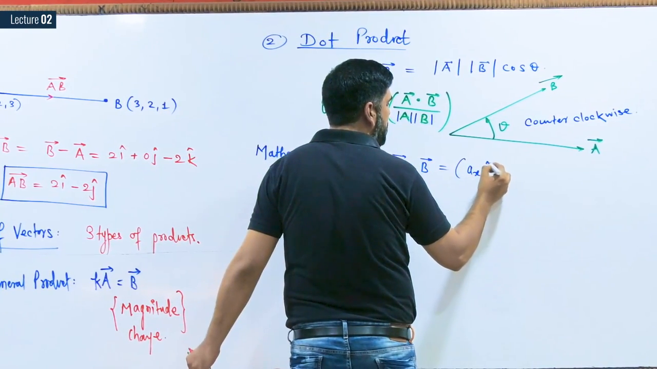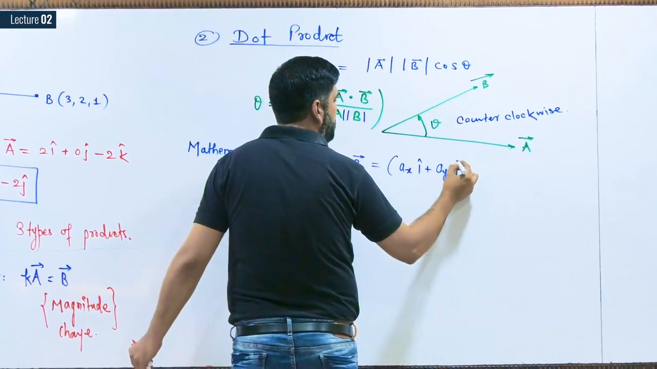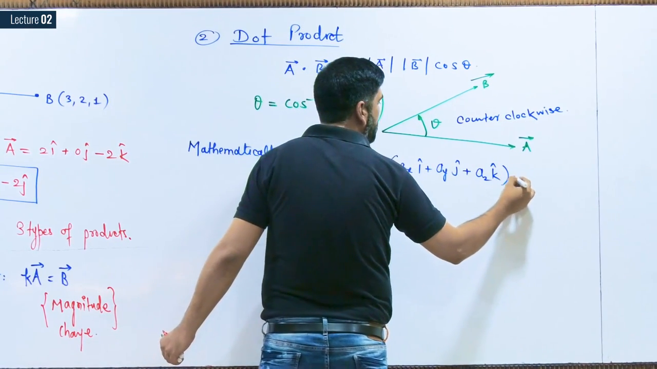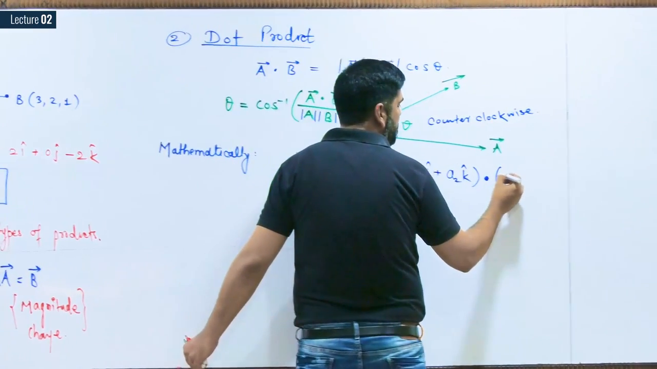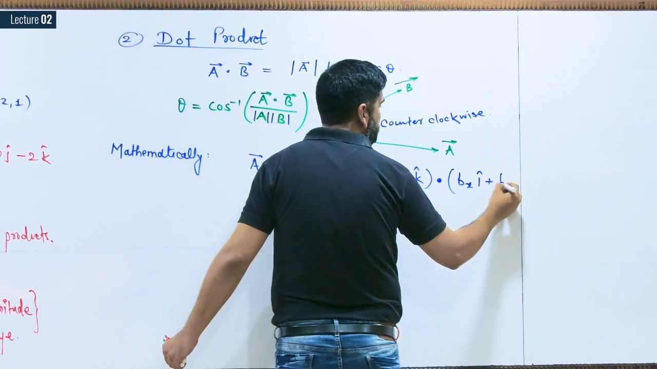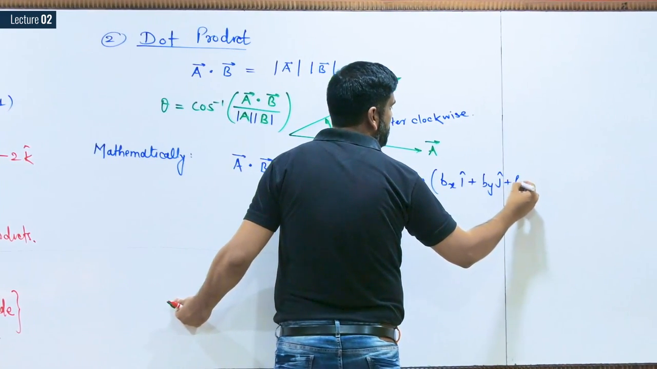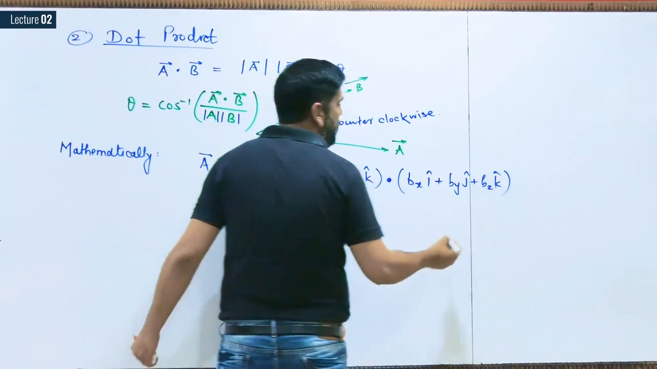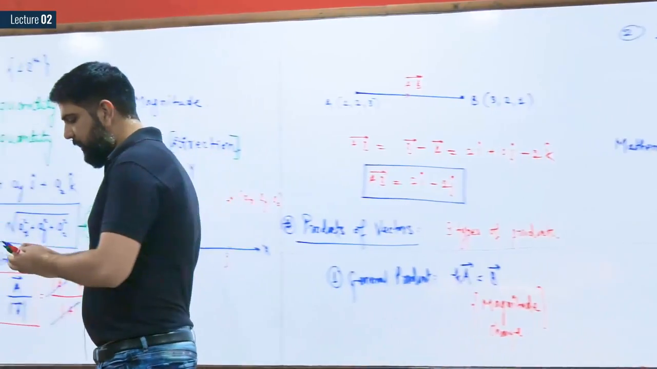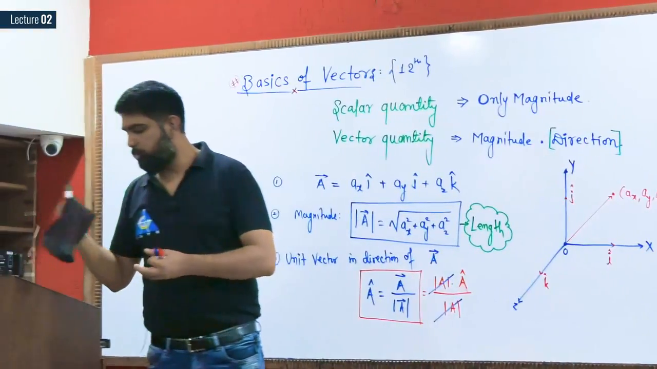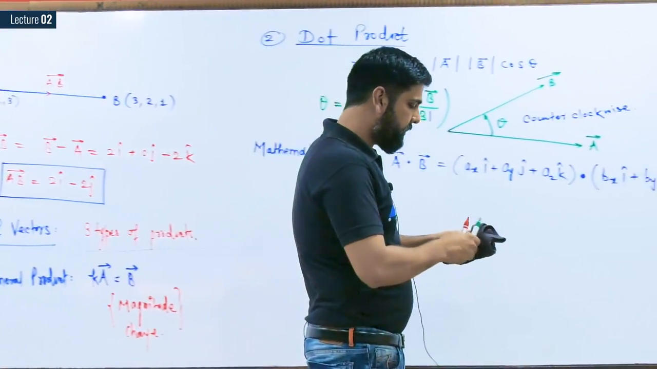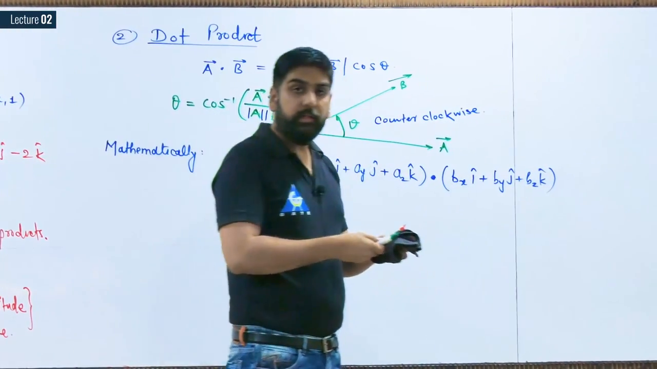So mathematically we are having what? Ax i cap plus Ay j cap plus Az k cap, correct? And dot, if I am having B, like small b here, Bx i cap plus By j cap plus Bz k cap, dear students. So let us have the dot product. So here we are having what? Cos theta, right? So I am using cos theta as a dot product. So the resultant depends upon the theta.